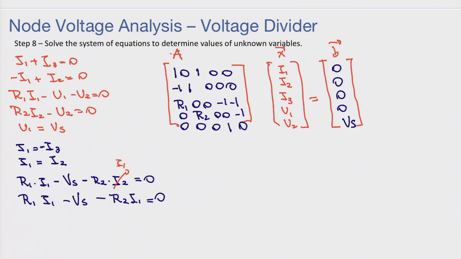So I'm going to leave the terms with I1 here. I'll say I1 is equal Vs over R1 plus R2. Correct? Plus, we are putting on the other side, so signs change. Okay, there was one extra step. Got it? The minus goes away.